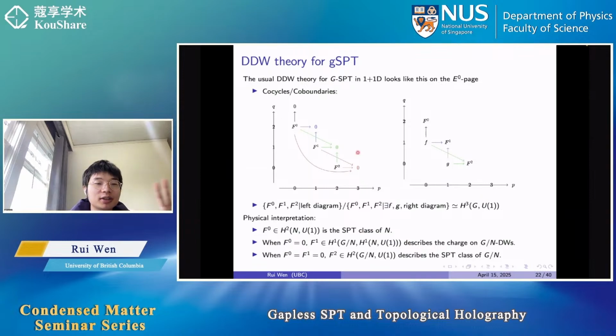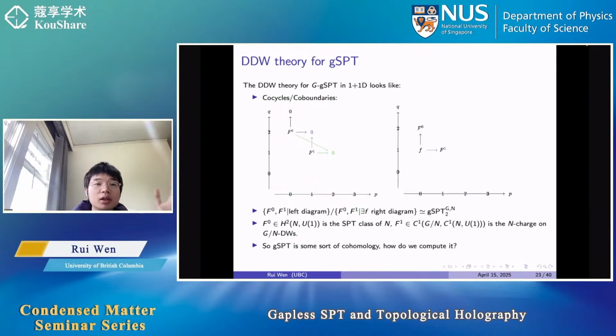Here is some physical interpretation of this data, right? I have 3 pieces of data. F0 is always a cocycle of N, so this is just the SPT class of N, right? And if F0 is trivial, then this F1 data describes the charge on the G over N domain walls. This is the decorated domain wall data here. If both are trivial, then we are left with the last F2, and this just describes the SPT of G over N. So all three of them can contribute to the final SPT class of G.